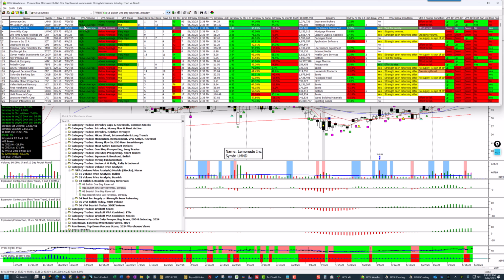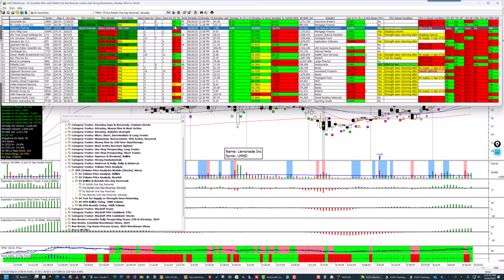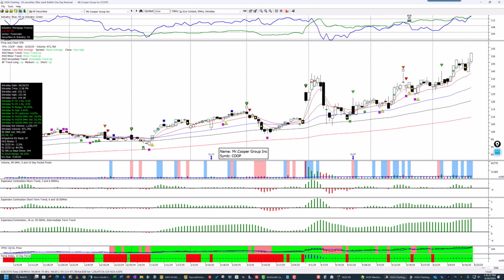Yesterday it says the Wyckoff volume was above average, wide, and closed in the middle. It's been positive for 12 days with a 3-6 crossover. So it's been moving up, and it has a high relative strength rank. And this is Mr. Cooper Group. Why is it a one-day reversal? Because it traded down the prior day and then it reversed yesterday, and it's following through today.